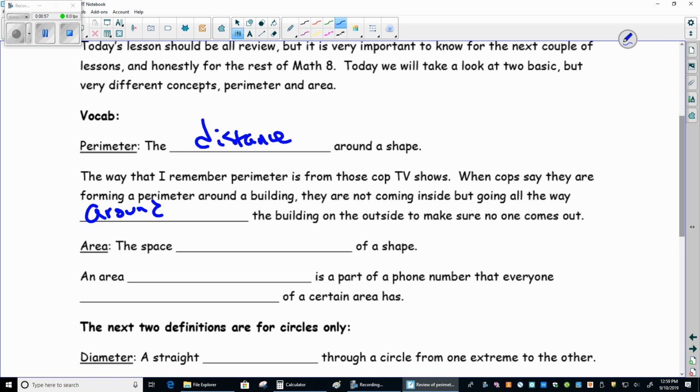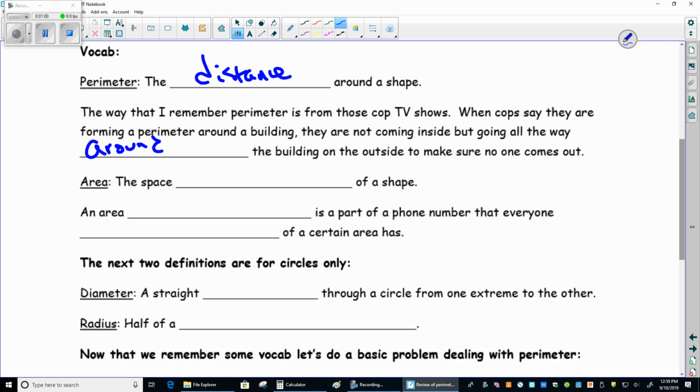Area, on the other hand, that's everything inside. That's like how much dirt there is on the inside, or if you wanted to put weed block down or something like that. That's the space inside of a shape.